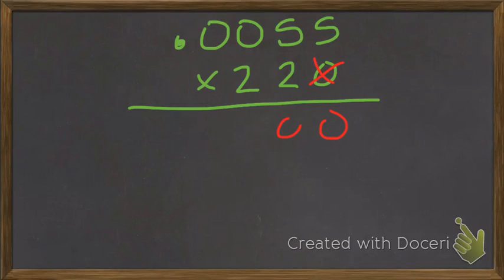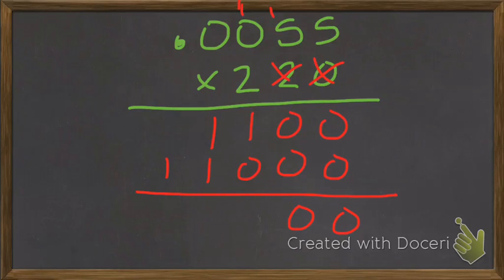And 5 times 2 is 10, carry the 1. 5 times 2 is 10, plus 1 is 11. And 2 times 0 is 0, plus 1 is 1. And then 2 times 0 is 0. Now I have to add 2 more zeros because I'm on the next number. 2 times 5 is 10. 2 times 5 is 10, plus 1 is 11. 2 times 0 is 0, plus 1 is 1. So I come up with 12,100.